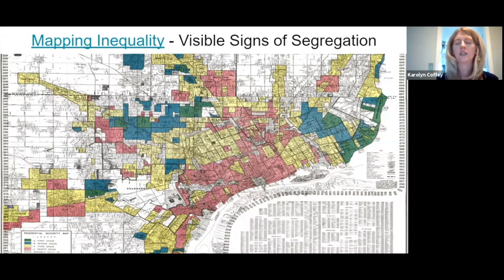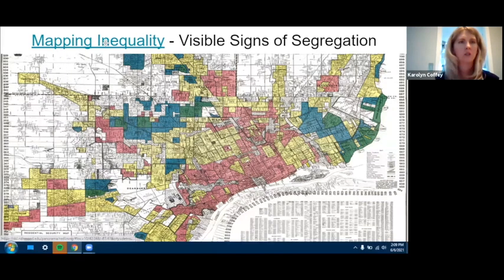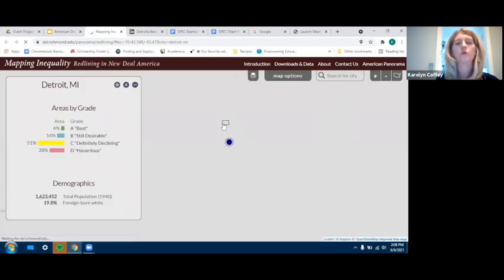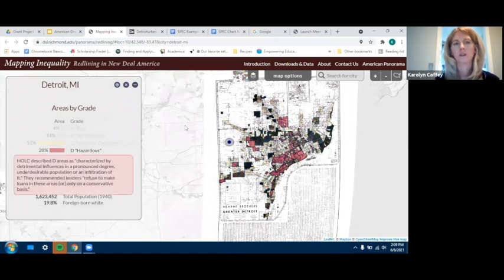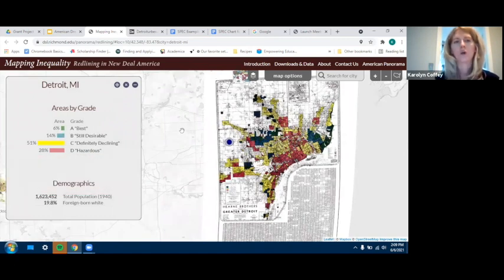Mapping Inequality is a great website to demonstrate redlining and what that looks like. You have an opportunity here to explain to students what all of those colors look like. If you lived in these red areas, it was considered hazardous. The yellow areas, definitely declining. The blue areas still desirable, and the A were the best areas.